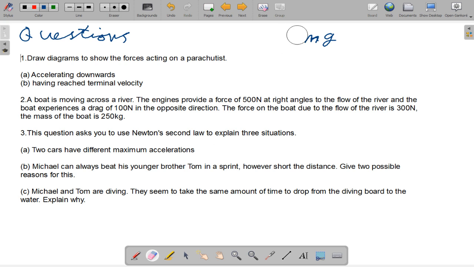So that's what question 1 asks you to do. Draw a diagram to show the forces acting on the parachute, accelerating downwards and having reached terminal velocity. A boat is moving across the river. The engines provide a force of 500 newtons at right angles to the flow of the river, and the boat experiences a drag of 100 newtons in the opposite direction. The force on the boat due to the flow of the river is 300 newtons. The mass of the boat is 250 kilograms.